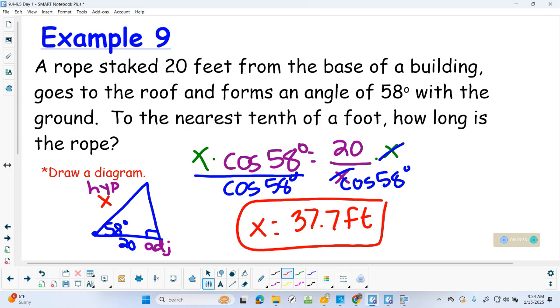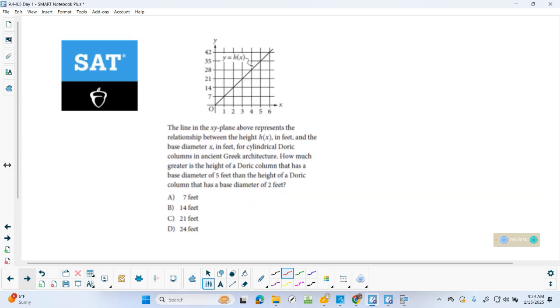Hey, it's everybody's favorite. Let's do some standardized tests. All right, these are super easy. Remember, I'm trying to keep you out of STP math. These are super easy. It's incredibly wordy. The line on the XY plane above represents the relationship between the height in feet and the diameter x. Okay, yeah, architecture, great. How much greater is the height of a Doric column that has a base diameter of 5 than the height of a Doric column that has a base diameter of 2?